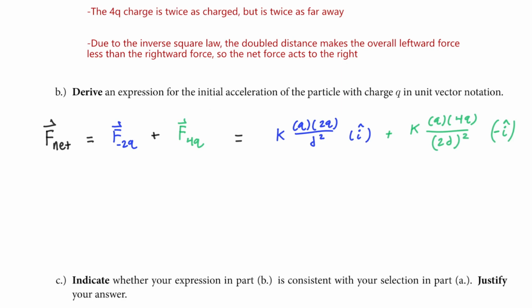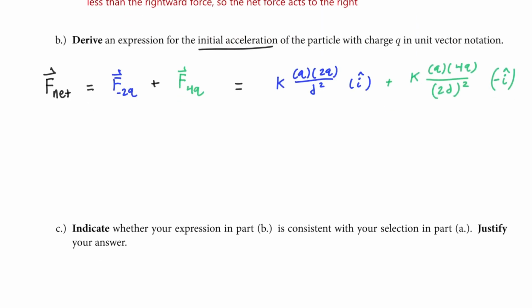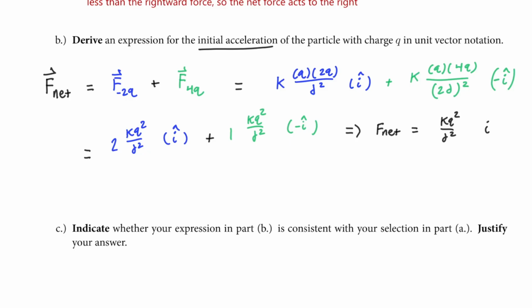So now we can go ahead and just do some simplifying here. So my net force would be 2kq squared over d squared right, plus, well, the 4 on the top is going to get balanced out by the 2 squared on the bottom. So this is actually just 1 kq squared over d squared left. So that actually places my net force as just kq squared over d squared to the right.